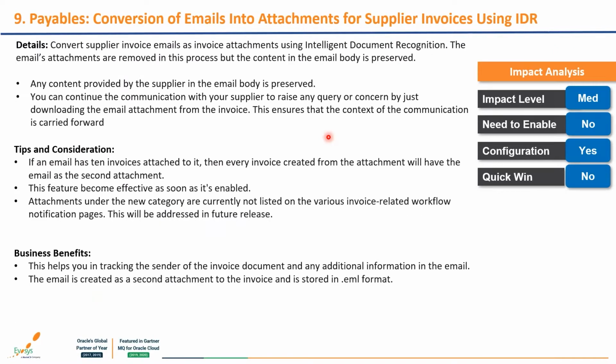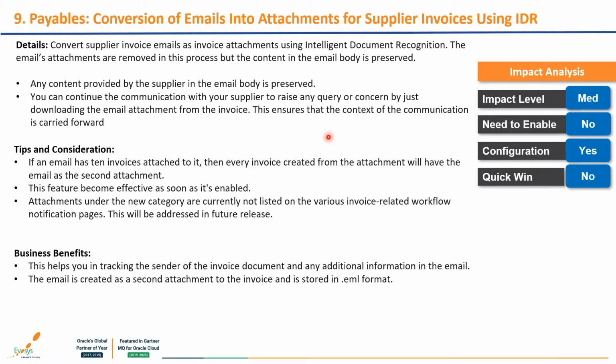So the next update we have is for the payables application, right? Now, if we're using intelligent document recognition, the scanning solution of Fusion, with this update, whenever we send an email to Fusion, the content of the email body will also be preserved on the supplier invoices as a second attachment, right? The first attachment will be the scanned invoice itself, correct? And in the second attachment we'll be able to see the whole body of the email that was sent by the supplier.